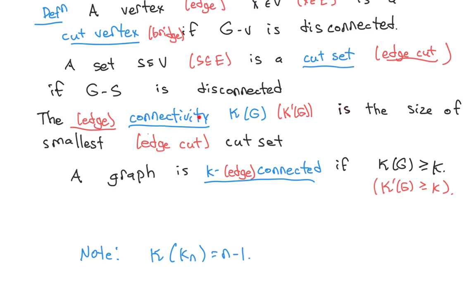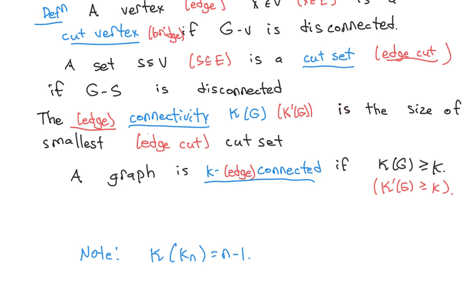Finally, the connectivity of a graph is the size of the smallest cut set, so the fewest number of vertices such that their removal makes the graph disconnected. Similarly, the edge connectivity is the size of the smallest edge cut, so the fewest number of edges you have to remove in order to disconnect the graph. The connectivity is labeled as kappa of G, and the edge connectivity is kappa prime of G.